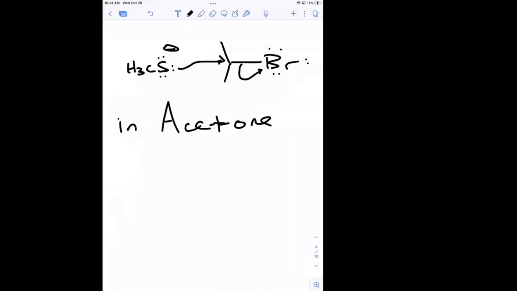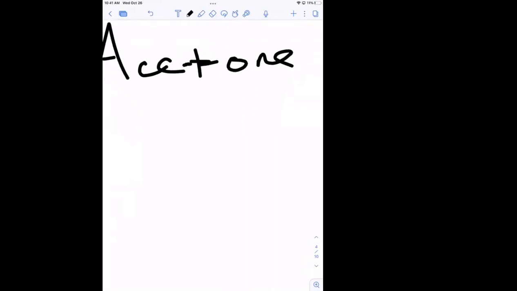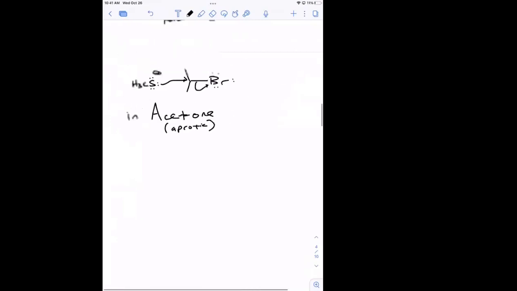Excuse the choppiness. That's because I got the thing plugged in. So I'm doing it in acetone, which is a protein. Right, that's good. This is the structure of acetone. Right, so it's polar, apolar.